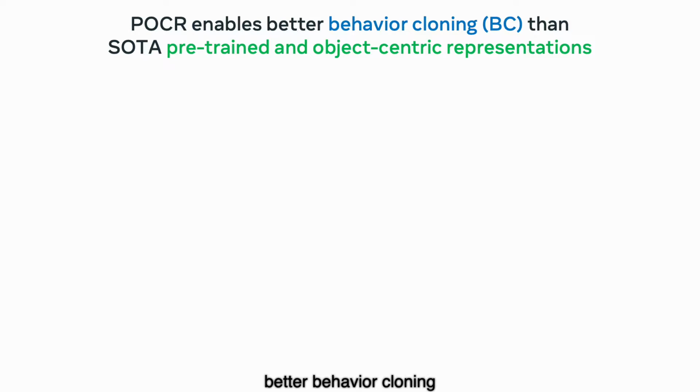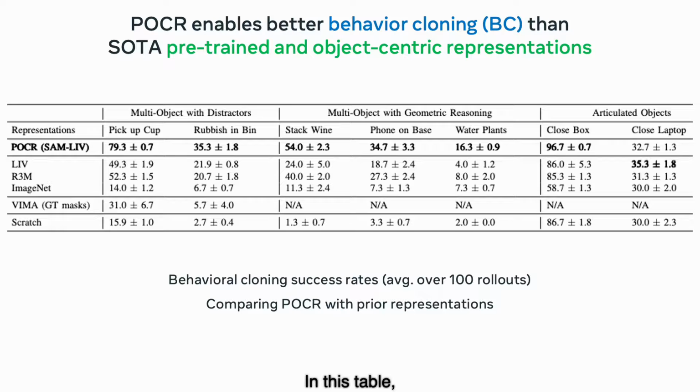POCR also enables better behavior cloning than state-of-the-art pre-trained and object-centric representations. In this table, we compare the best variant of POCR using SAM as the where model and LIV as the what model, or SAM-LIV, with several baselines. LIV, R3M, and ResNet pre-trained on ImageNet are the pre-trained representation baselines. And VMA is an object-centric representation baseline. We also compare it to training a convolutional neural network from scratch. And throughout 6 out of the 7 simulation tasks, POCR significantly outperforms all the baselines.